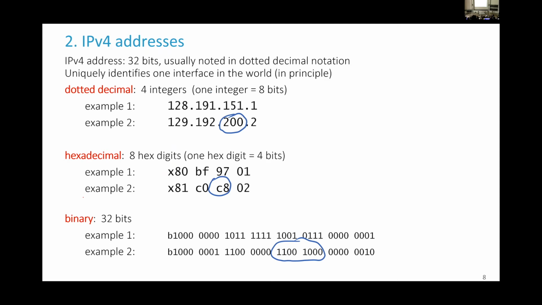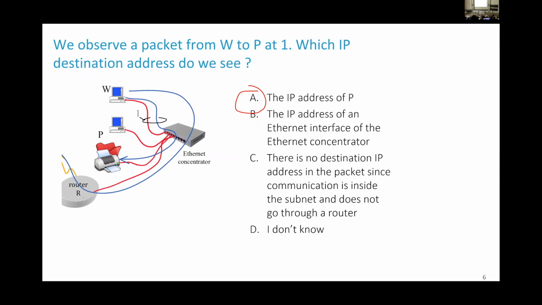Question to the illustration on the slide before. If we look at the packet between switch and P, would the MAC source address be W or the switch itself? Is that updated properly? If we look at the MAC destination address, the MAC source address here, what do you guess?